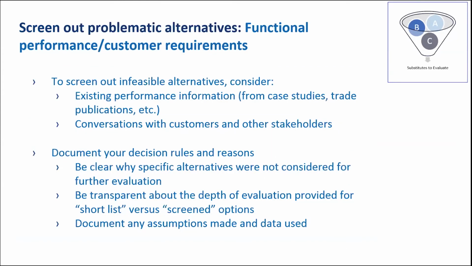Use existing performance information from case studies or trade publications or conversations with internal experts or customers and other stakeholders to help you in screening out infeasible alternatives. One way to work with stakeholders is illustrated by the Green Chemistry and Commerce Council, or GC3. The GC3 examined phthalate plasticizer alternatives. They screened from 100 options down to 11 based on discussions they held with suppliers.